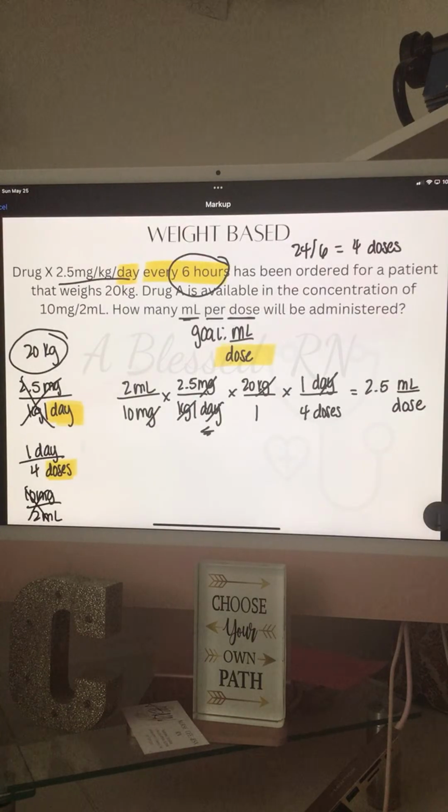Every time I see day or 24 hours, I automatically just cross it out and put day, because like you had in your problem 6 hours, if you don't put another hour to cross those 24 hours out, then you would end up dividing by 24 and it'll mess up your problem, or multiplying by 24 depending on where it's at, on top or the bottom. So how did I get 4 doses? Because there are 24 hours in a day and we are to give a dose every 6 hours. So 24 divided by 6 is going to be 4.